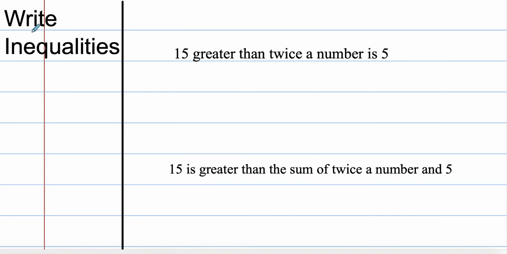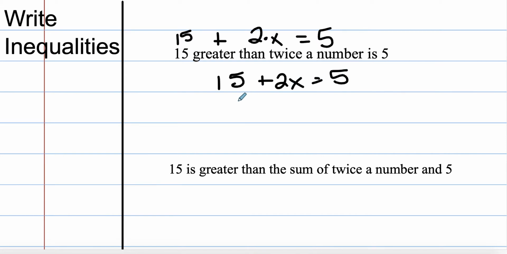So we're going to write some first of all. I want you to start with this first one. 15 greater than twice the number is 5. We're always going to go left to right, the easiest way to do it. 15, there is no is, so this greater than means add. Twice means 2 times a number, we don't know, is 5. So there we go. We have 15 plus 2x equals 5, or you could have said 2x plus 15 equals 5.